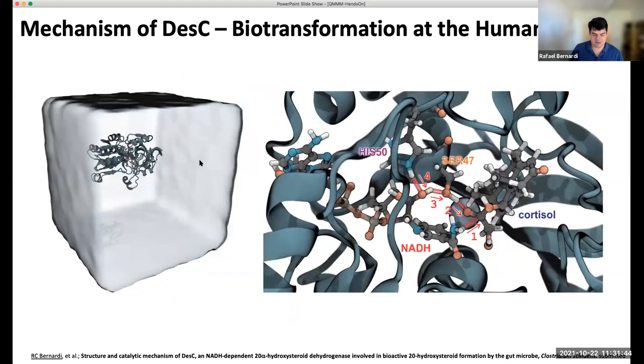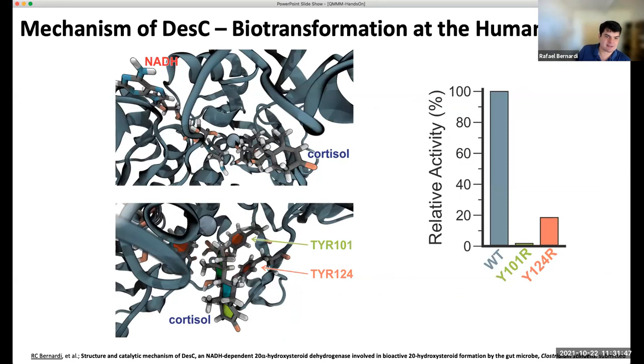To check if the binding step was correct, we were able to minimize and equilibrate the whole system using QM/MM. When we did that, we found what bonds were forming there. By checking all these bonds, we were able to tell experimentalists what they should mutate to see if they would kill the binding. And that's what they did. If you mutate these two tyrosines here, your activity drops from 100% to almost nothing. What that means is these two amino acids are helping to coordinate the cortisol into the pocket. Interestingly, they still bind. The cortisol is still there, but because you don't have those amino acids, it's not in the perfect position that would allow this reaction to occur.